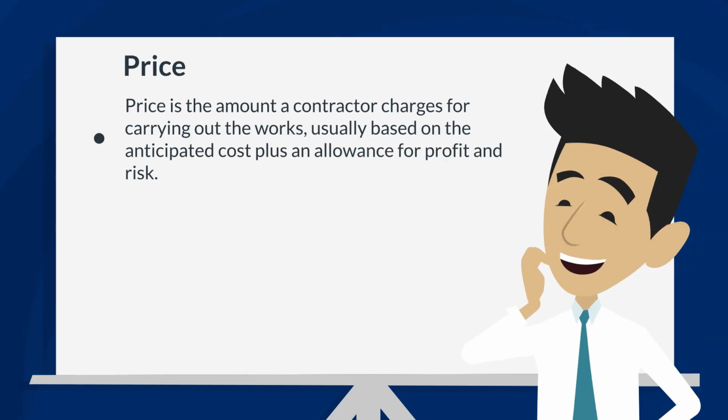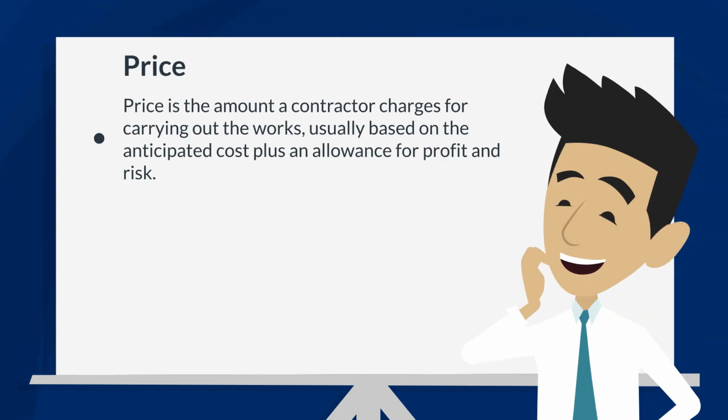Price is the amount a contractor charges for carrying out the works, usually based on the anticipated cost plus an allowance for profit and risk. Take that same wall, for example. The contractor adds 20% to cover profit and risk and quotes just under £2,000.